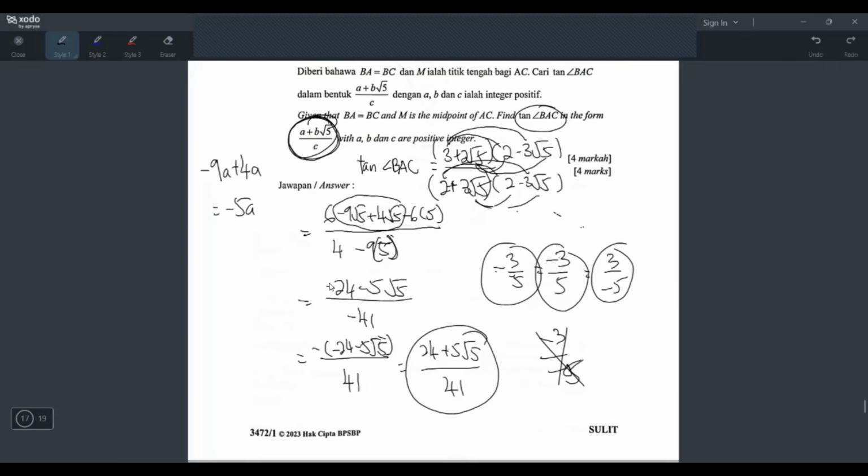Or another way to explain is you just circle, and then change the sign. Change the sign for everyone. Negative becomes positive, negative becomes positive, negative becomes positive. You can also do it like this, right? And then you end up with the same answer. Okay, done.